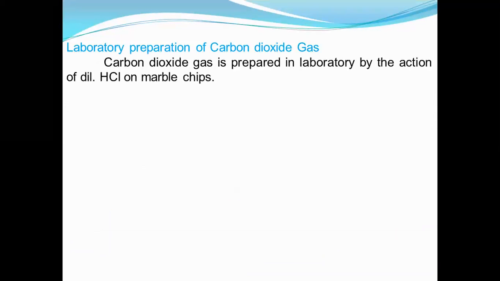Okay. After that, how to prepare carbon dioxide gas in the laboratory? First of all, we have to see how to prepare it. For that, we require two substances. One is marble chips, that is calcium carbonate, and another is dilute hydrochloric acid. And when we put dilute hydrochloric acid on marble chips, then it will release carbon dioxide gas.